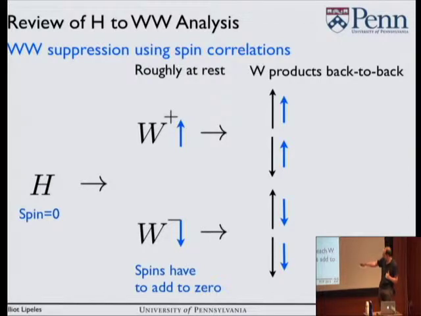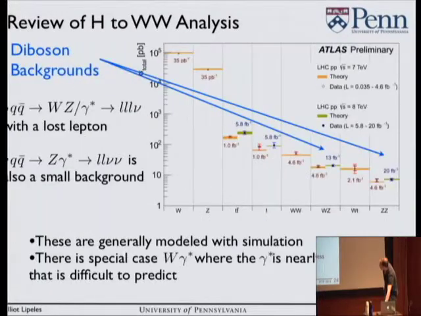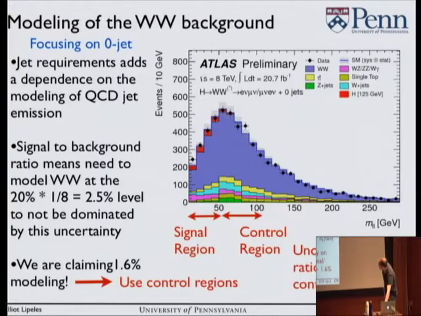So now you see that these two guys are going the same direction. And you get this spin correlation. That's really the crux of how you actually see the signal. It's why the MLL is small, and it's why the delta phi LL is small. So yeah, that's the assignment that you get, and there's the consequences. And it's what allows you to do the control region thing as well.